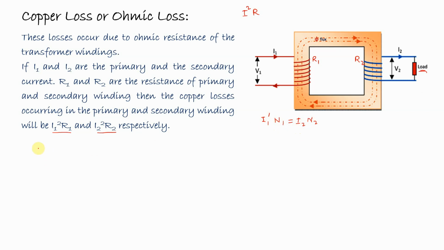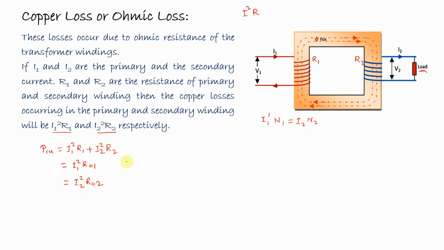So the total copper loss can be represented as PCU, and it can be written as I1 square R1 plus I2 square R2. So this is the total copper loss of a transformer. Now this loss can also be represented by a single resistance, like I1 square R01, or it can also be written as I2 square into R02.